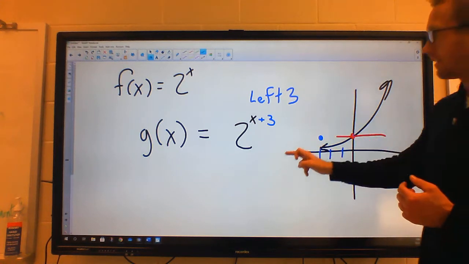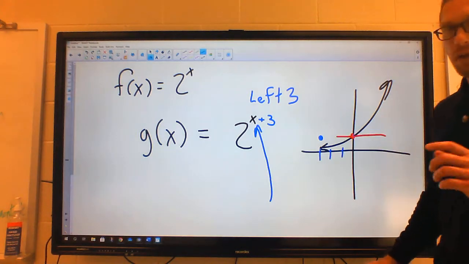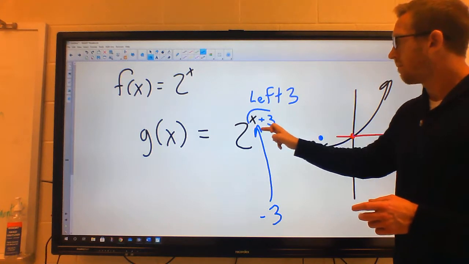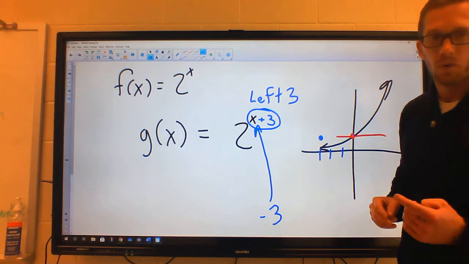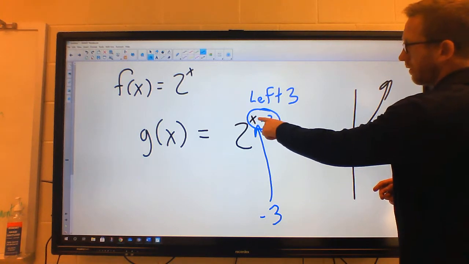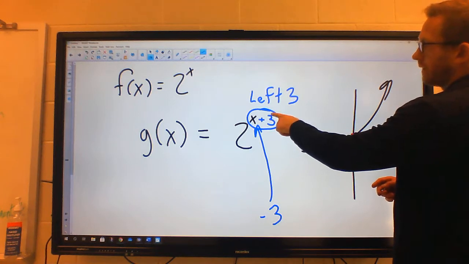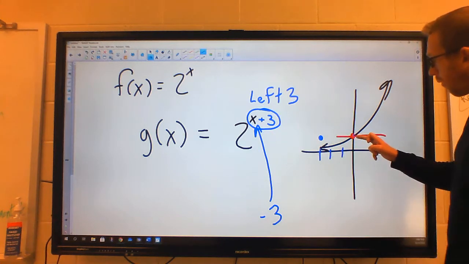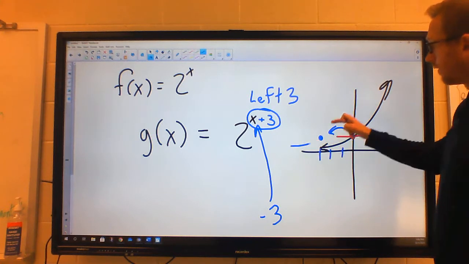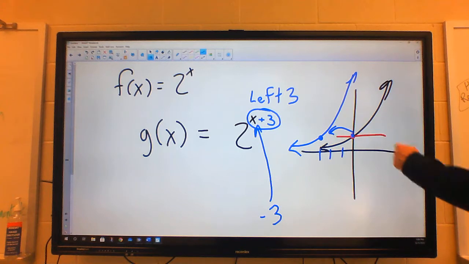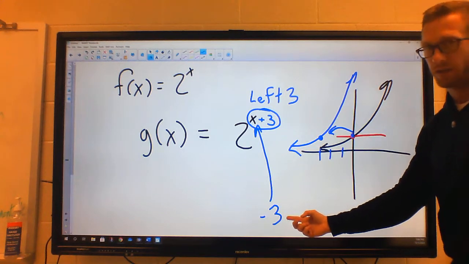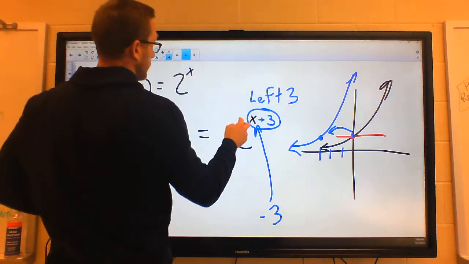And that actually makes sense, because if you plug in -3 for x, that would zero out my exponent. So you're actually asking, what value would I plug in to zero out my exponent? -3 for x zeroes out my exponent, because -3 + 3 makes 0. 2 to the 0th is 1. So that point that was here has now moved 3 spaces to the left. Okay? So this is a transformation left 3. And we basically do the opposite of that sign, because we're asking ourselves, how would we zero out that exponent?